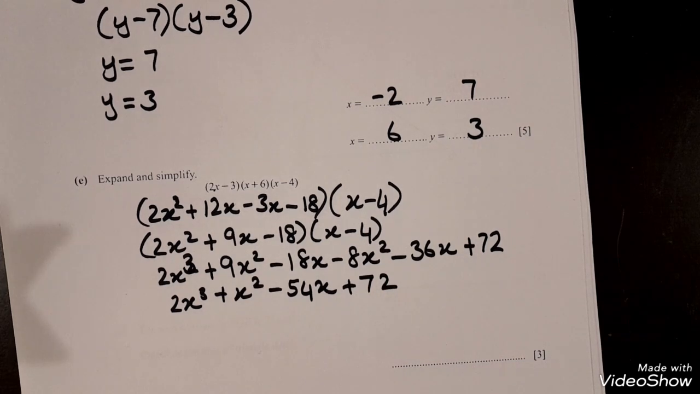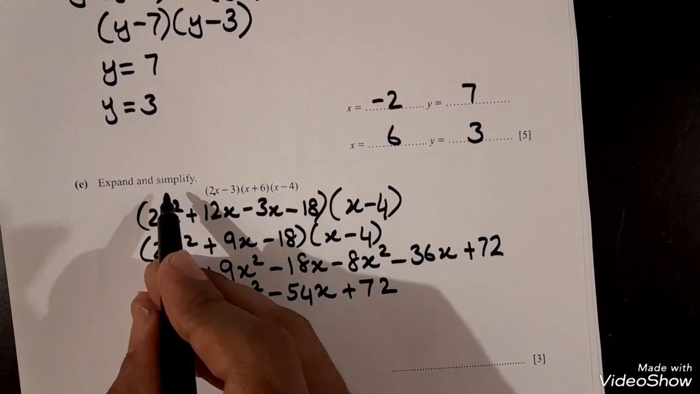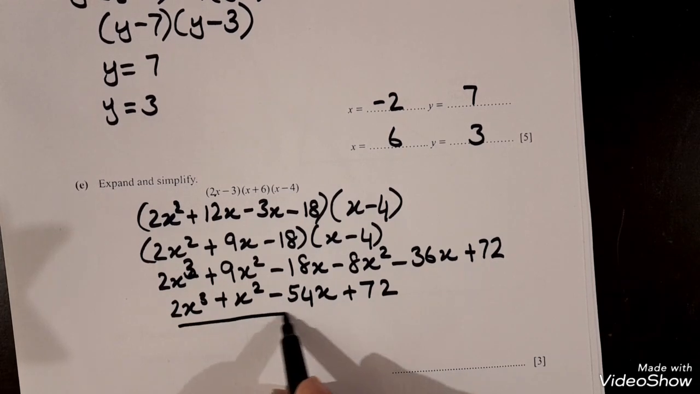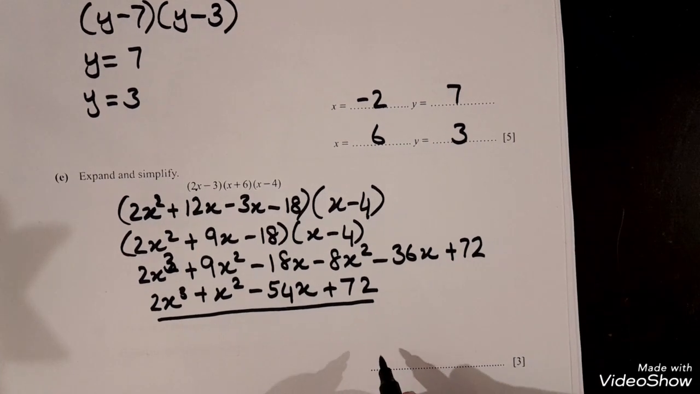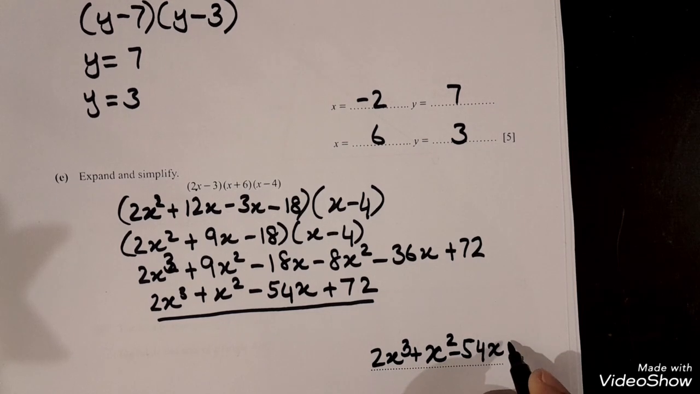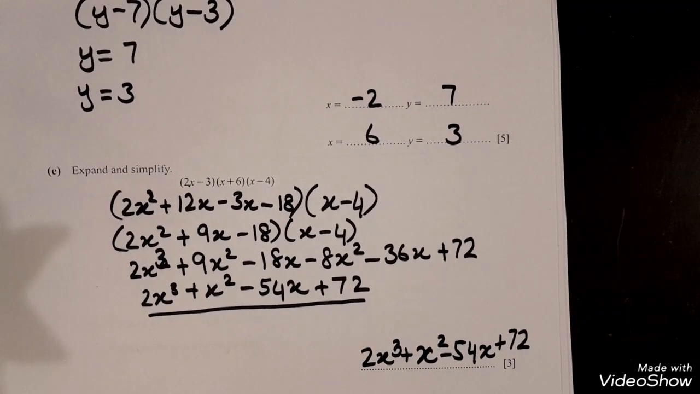72. Now over here it states expand and simplify. Now we have expanded this and we have simplified. So this equation will be the final equation and the final answer. So we will write 2x cubed plus x squared minus 54x plus 72. So this is how we will do part E.